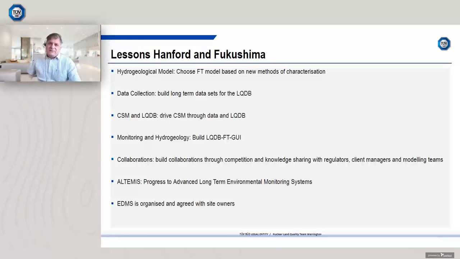They now use ALTEMIS, which is a fancy name for advanced long-term environmental monitoring systems. Essentially, they have covered the whole Hanford site in different sorts of sensors, and they have built in the land quality database, flow and transport, and the GUI. Obviously, it's a lot of expenditure, but it depends upon the scale of the scrutiny that you're under from the regulator. I suppose that determines how advanced your monitoring design program should be, how advanced the objectives. The objectives of your program are essentially determined by land use availability and by what the regulator wants.